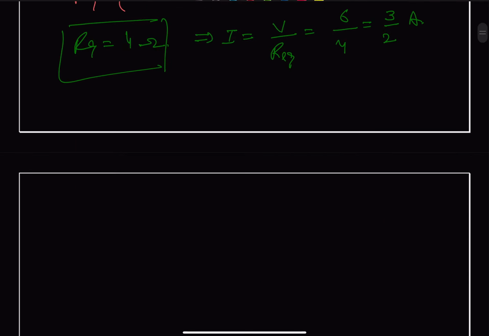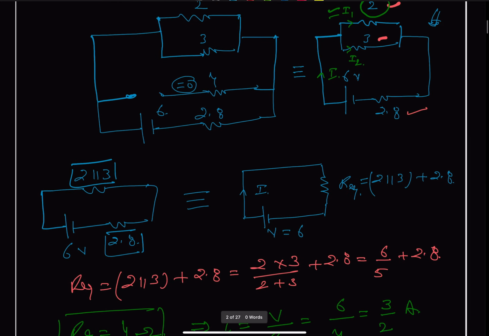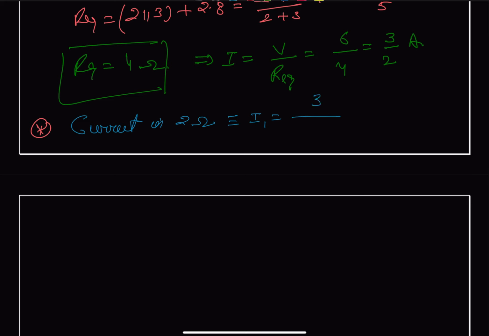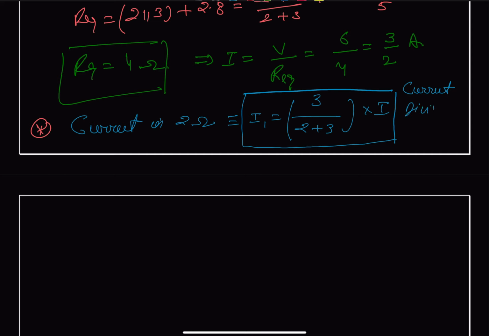Therefore we can say that the current in 2 ohm resistance, which in this case is our I1, will be equal to 3 divided by total resistance, that is 2 plus 3, multiplied by total current I. And this law or rule is also called the current divider rule.